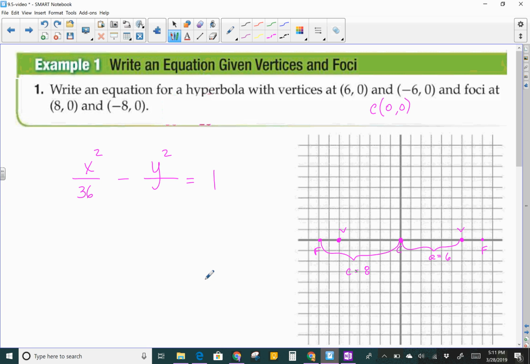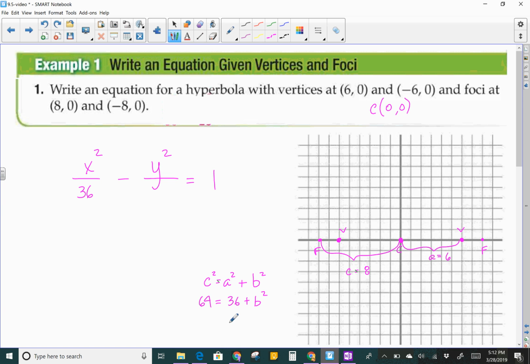So I'm going to come down here and say c squared equals a squared plus b squared. If you have any trouble remembering this, because that's very similar to the ellipse equation, if your standard form equation is a minus, this is a plus. In the ellipse, this is a plus, and this will be a minus. So c is 8, so c squared is 64. A squared is 36.